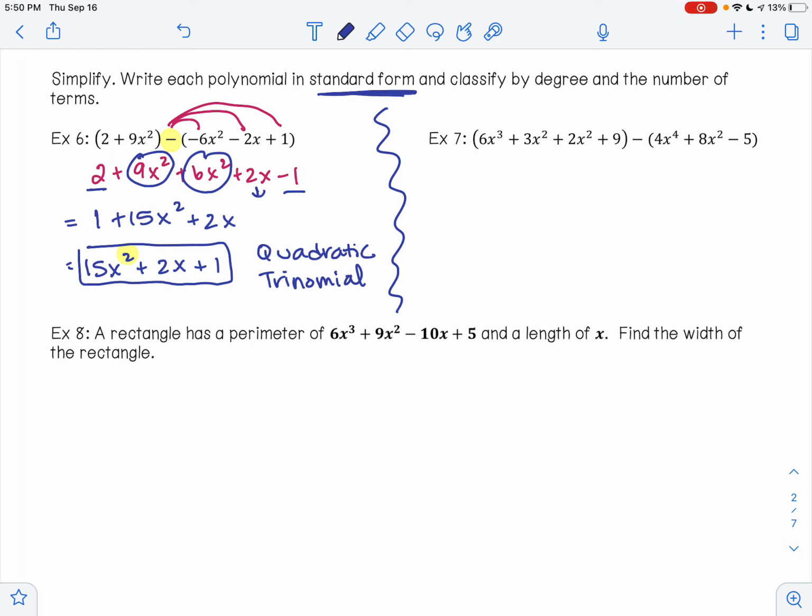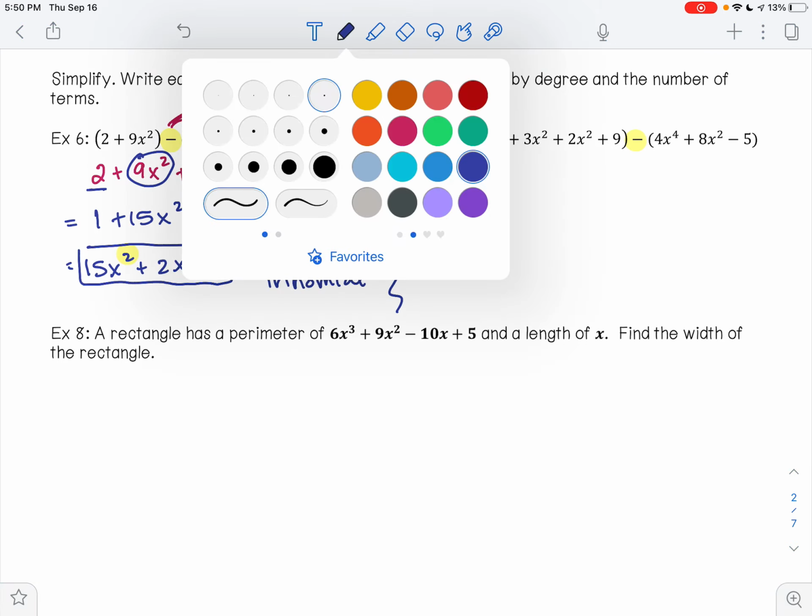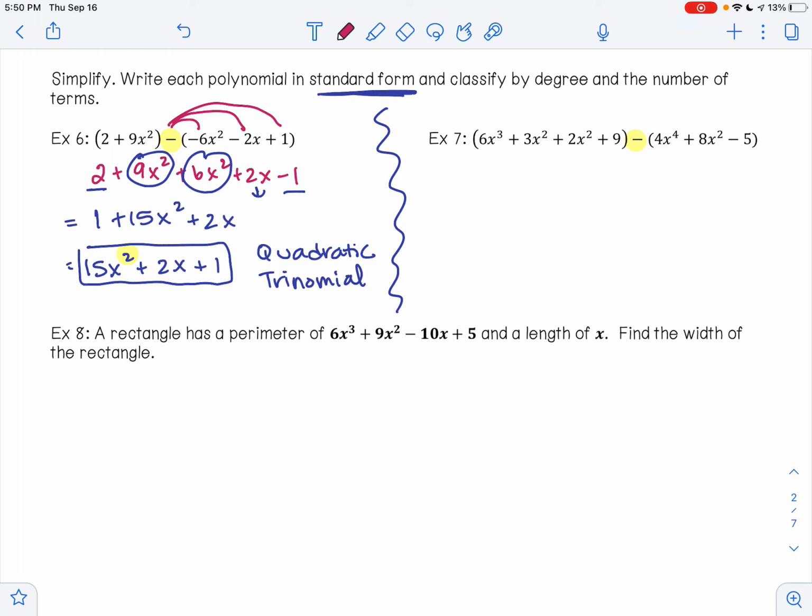On example 7, again, I can see that I am subtracting, so I need to go ahead and distribute. I'm going to go ahead and bring down that first polynomial. So I have 6x cubed plus 3x squared plus 2x squared plus 9. And then over here, I'm going to distribute, so I'll have negative 4x to the 4th times negative 8x squared plus 5. So now I'm going to go ahead and combine like terms.